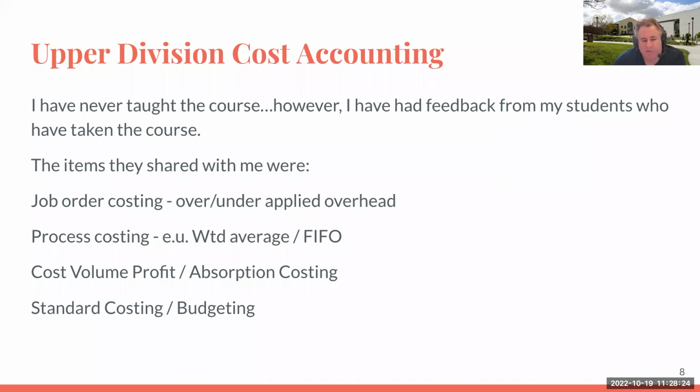You're also going to have things like job order costing. What if you have over or under applied factory overhead? What if it's materially significant? How does that work? Standard costing, meaning that we develop standards and then you have to determine materials, labor, and overhead variances. You may have some budgeting, some absorption costing, some cost volume profit.